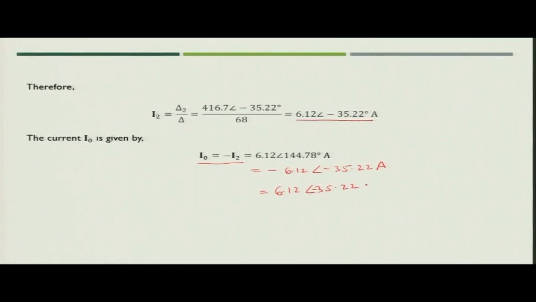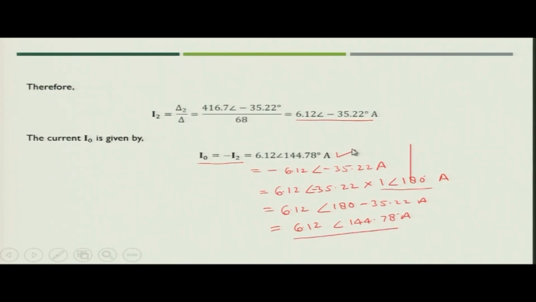Now, since the negative sign which you see in the expression, you can simply replace it with 1 angle 180 degree ampere. So, minus is nothing but minus 1 multiplied by this current expression. So, minus 1 you can simply write as 1 angle 180 degree. So, when you simplify, you can write 6.12 angle 180 degree minus 35.22 ampere, that is equal to 6.12 angle 144.78 degree ampere. This is how we get the value of current I naught.